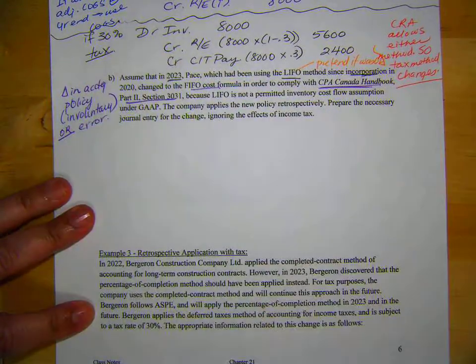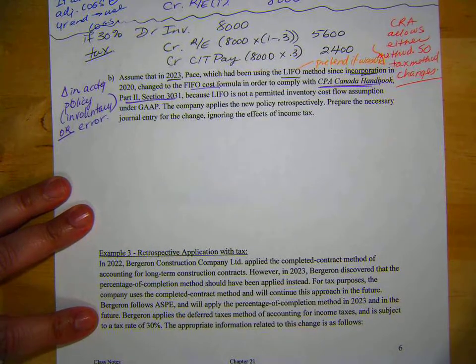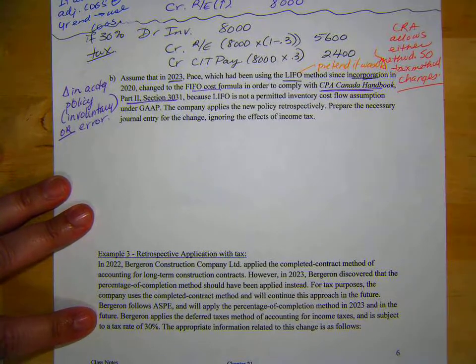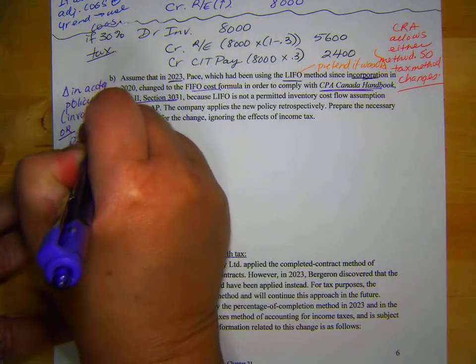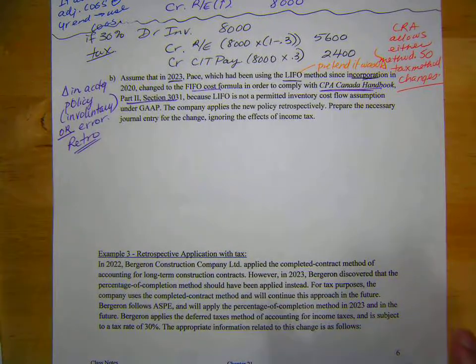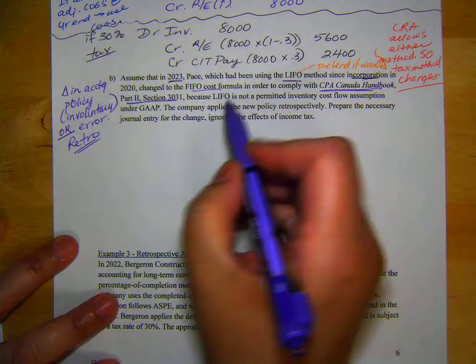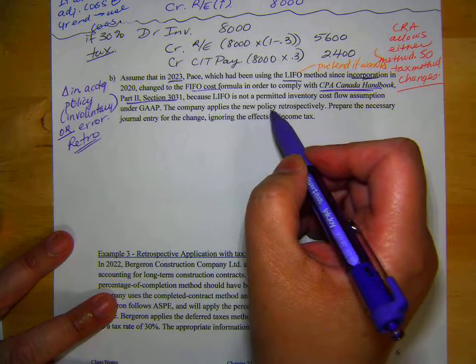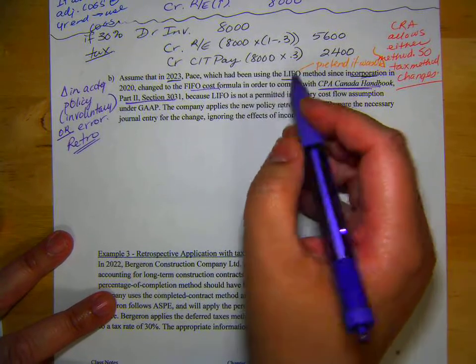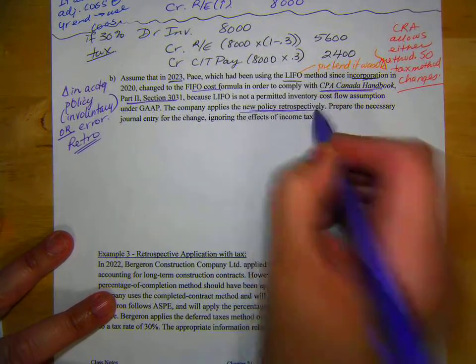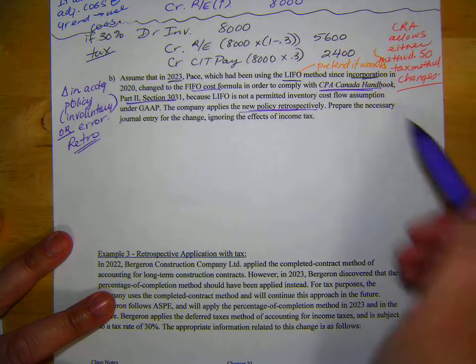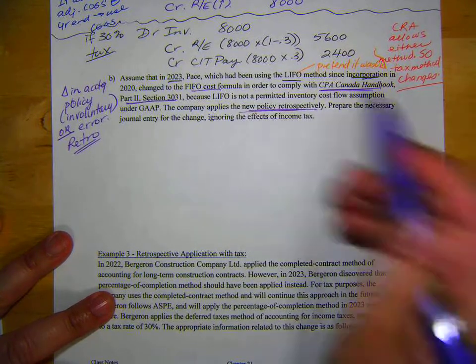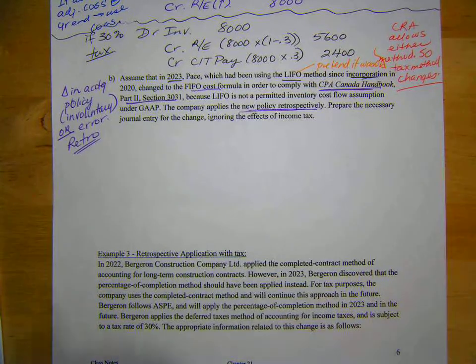They've been using LIFO for 3 years because they didn't realize you can't use it in Canada. Maybe their bookkeeper came up from the US and thought you used it. Either way, both of those are retrospective. So now it tells you when it's something like this, something weird like this, usually they'll tell you they apply the new policy retrospectively if it's a new requirement. Prepares a necessary journal entry for the change, ignoring the effects of income tax.